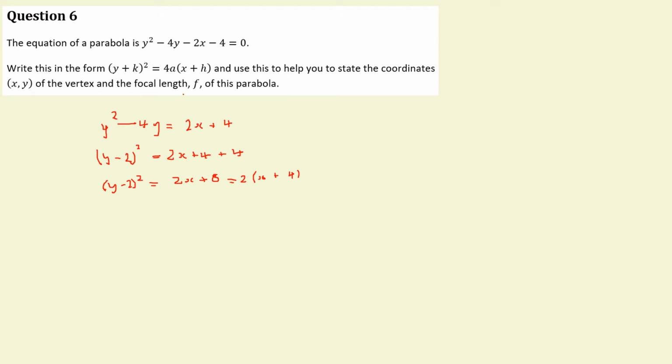Okay, that is now in the form that it asked me to do it. Y plus something squared, and then something times by x plus something. All right, so what am I able to say here? I'm able to say where the vertex is. The vertex, straight away given off here, get them the right way around.